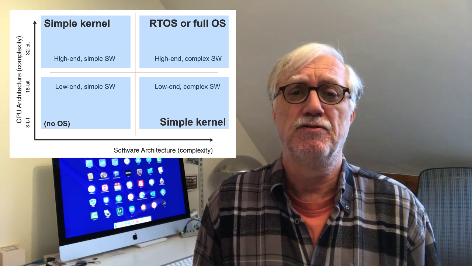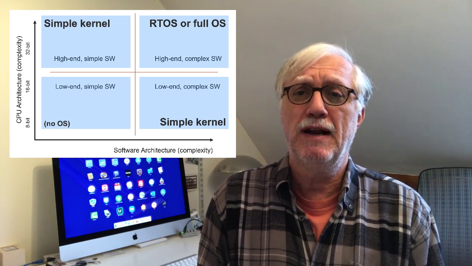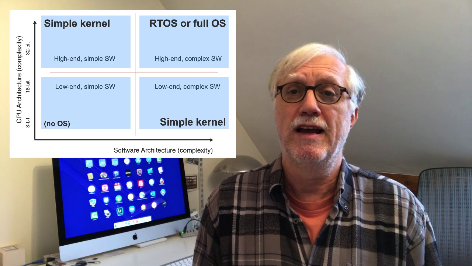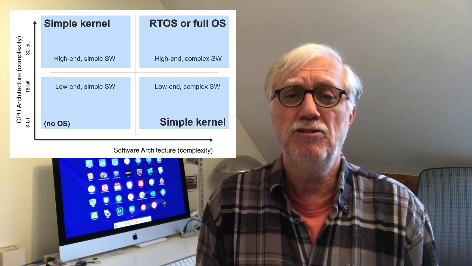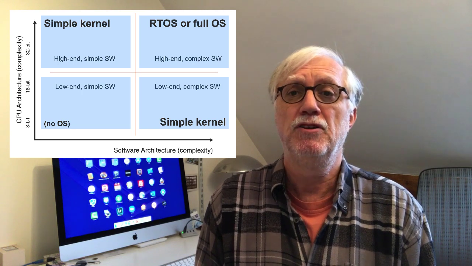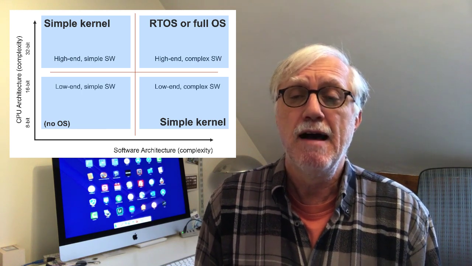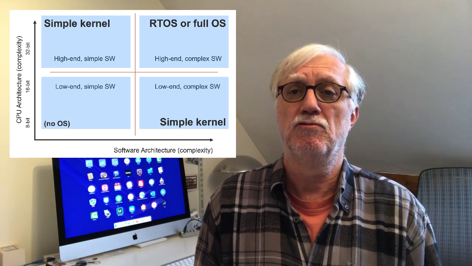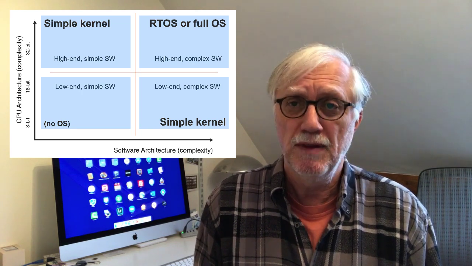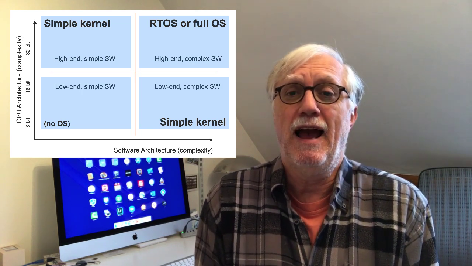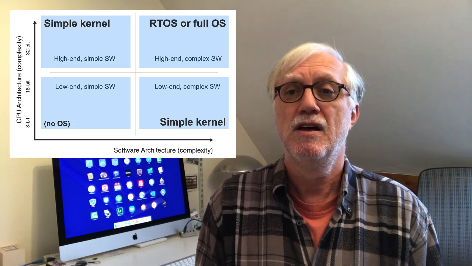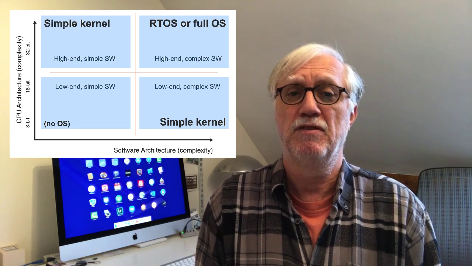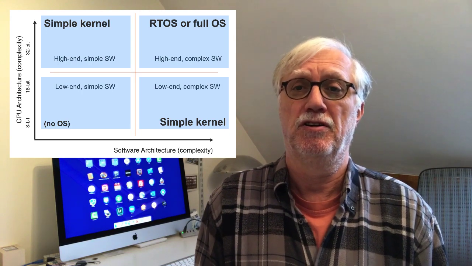The other 2 quadrants are interesting, where you've got a simple application running on a high-end processor or a complex application running on the low-end processor. Each of these might benefit from using a kernel of some kind, because that will encourage you to write it in a multi-threaded model, which gives you scalability as and when you upgrade the processor and or the software complexity. So it's a good investment for the future, considering using a kernel in those places.